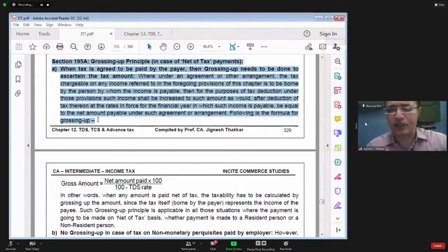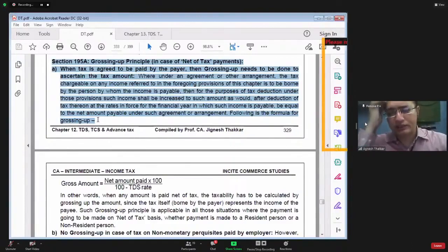Second, the duty of the payer is to pay the tax. Whatever tax he has deducted, he has to pay to the credit of the central government. Number 3, he has to file the TDS return, and number 4, he has to issue the TDS certificate to the payee. These 4 duties we had discussed. Out of these 4, the first one is completed and discussed in detail. Now the remaining 3 are pending: pay the tax to the government, file the TDS return, and issue the TDS certificate.